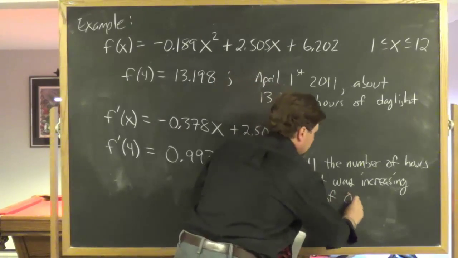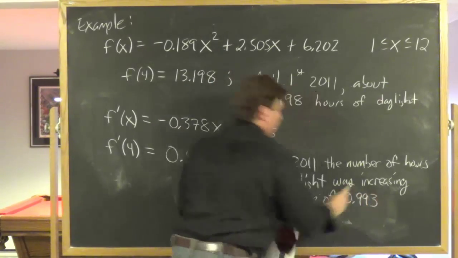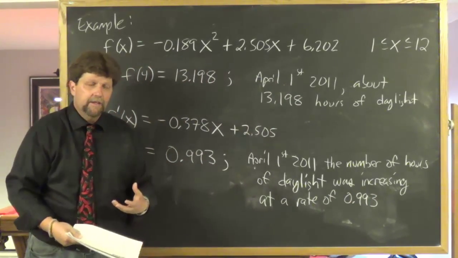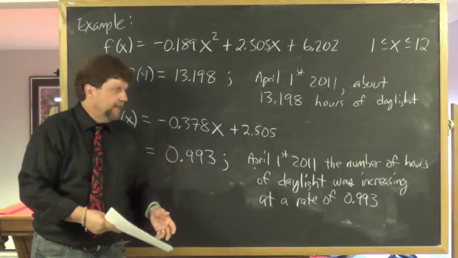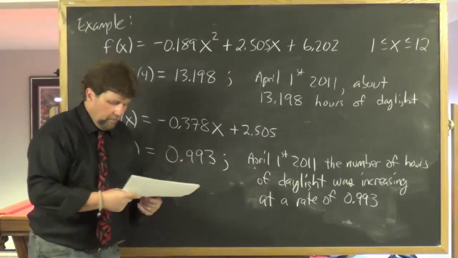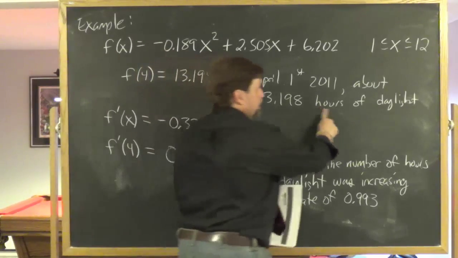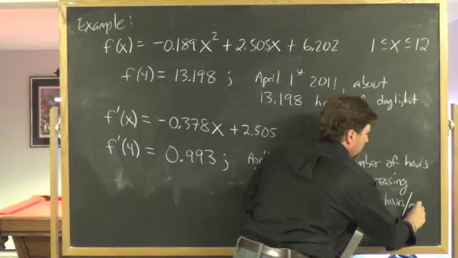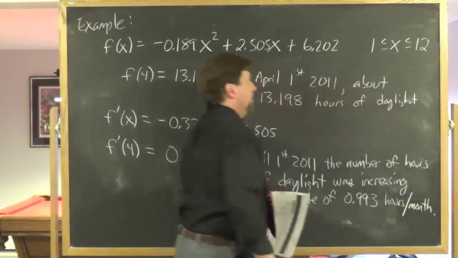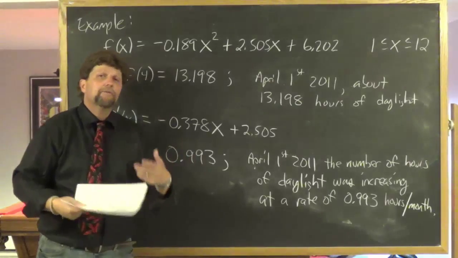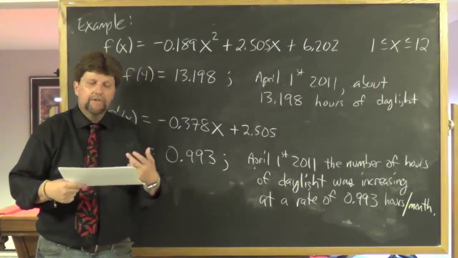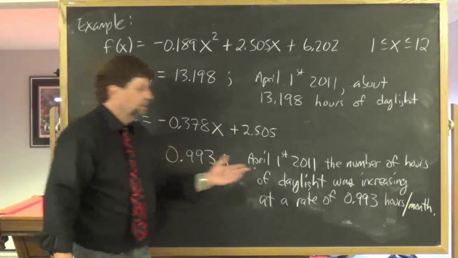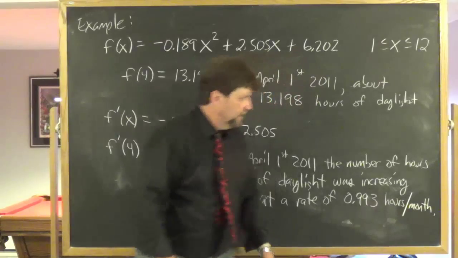of 0.993. Now remember, folks, it's a rate. Rates have units, like miles per hour, dollars per year. Here it would be hours per month. Because f of x represented the number of hours of daylight, and x was the number of months. So the units would be hours per month.